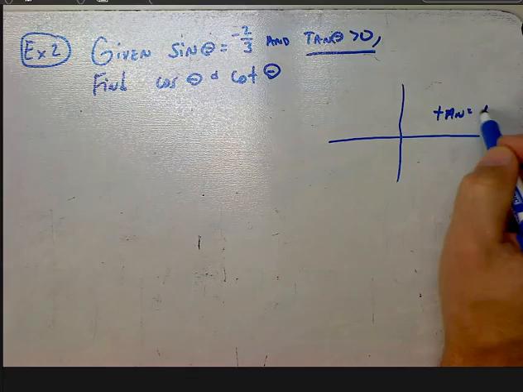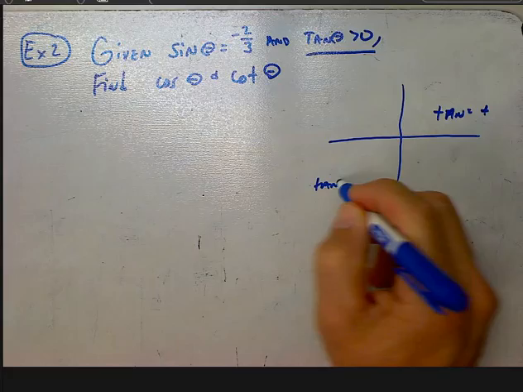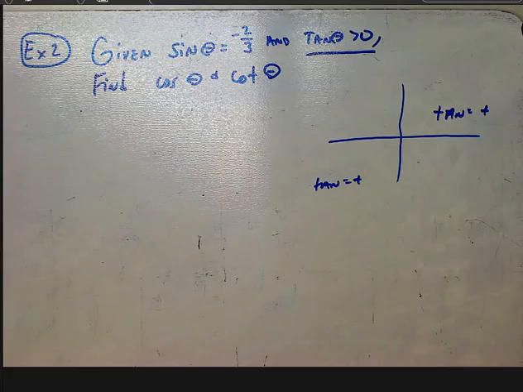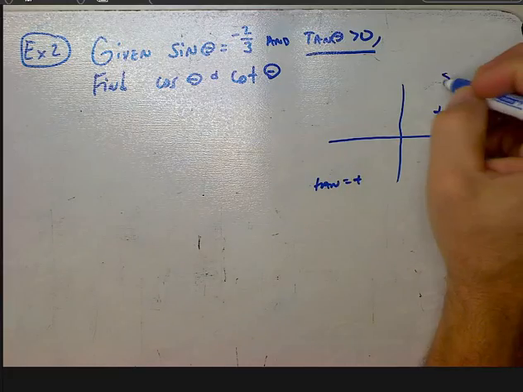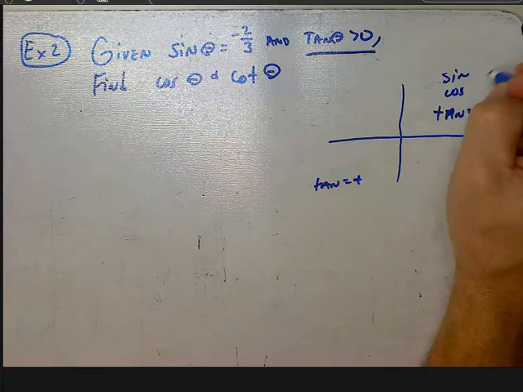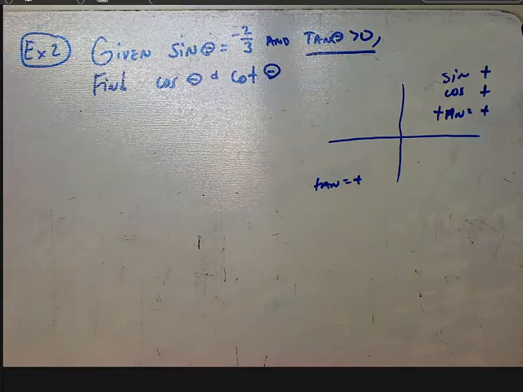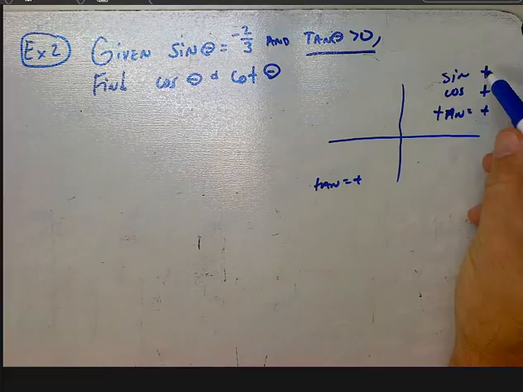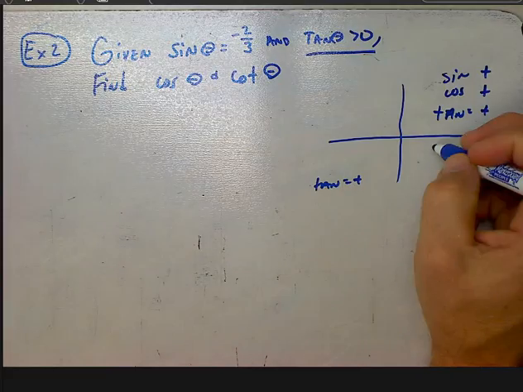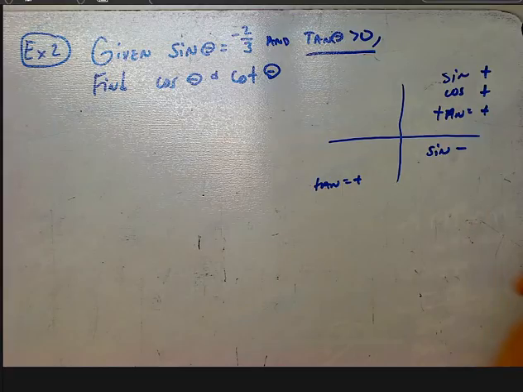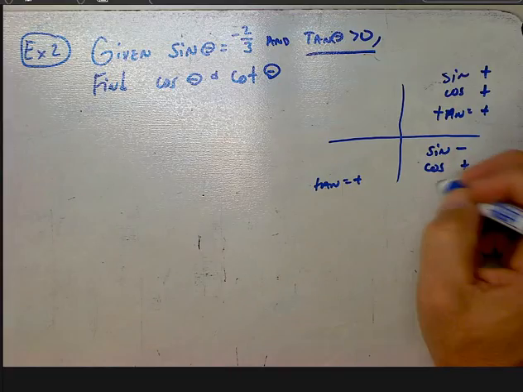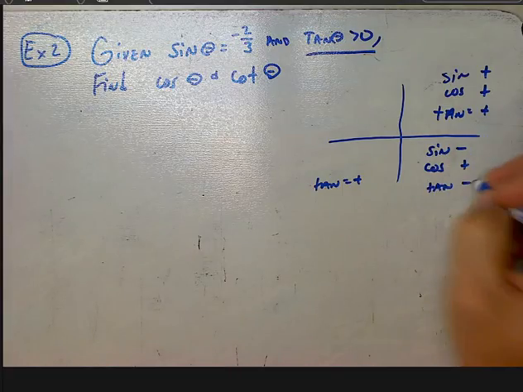in the first and the fourth quadrants here. Sine and cosine are also positive here. Everything, I believe, sine, cosine, tangent are positive here. Sine is negative, cosine is positive, tangent is negative in the fourth quadrant.